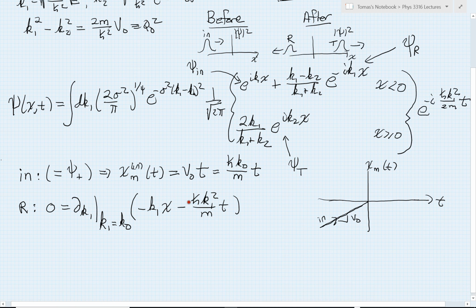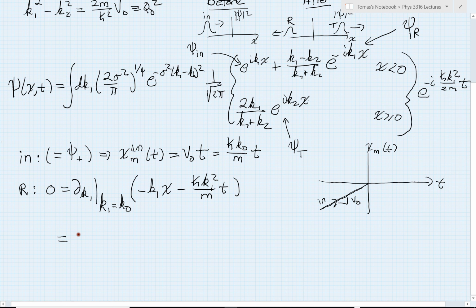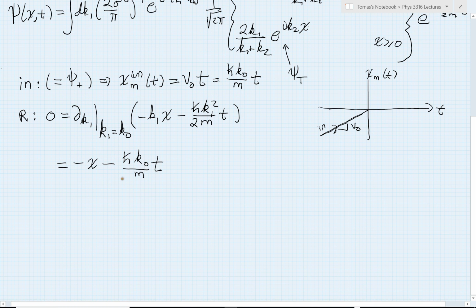So taking this derivative is very straightforward. It just gives me minus x for the first term. This bit gives me the same derivative I've been getting every time. Oh, I forgot, it's got a 2m down here in the phase. So when I take its derivative, I'll get h bar. The k squared becomes a k, but the k is evaluated at k naught. The 2 comes down and kills the 2 in the bottom. So I have h bar k naught over m times time t. This, of course, is once again the incoming velocity v naught.